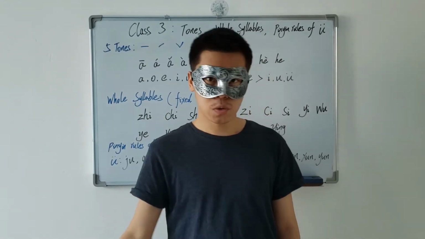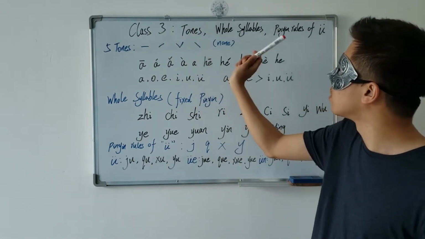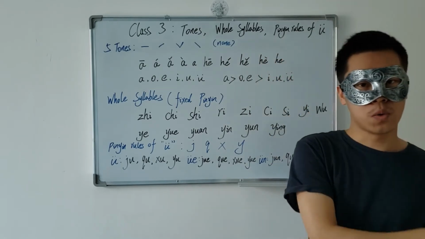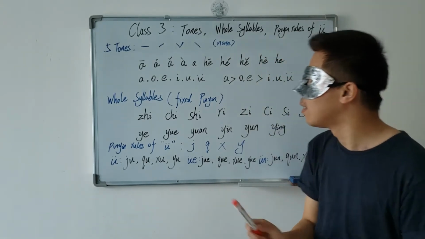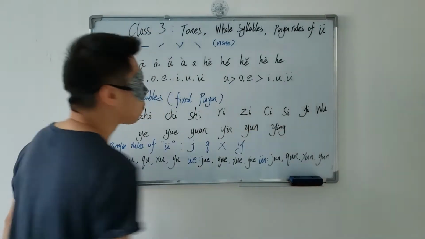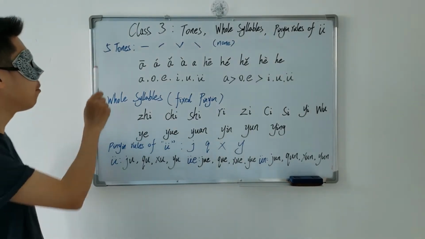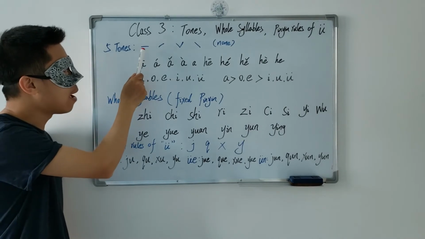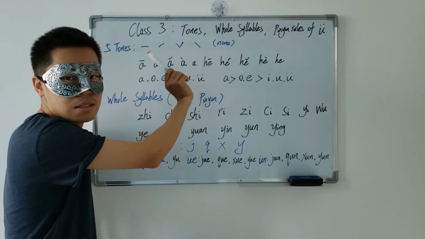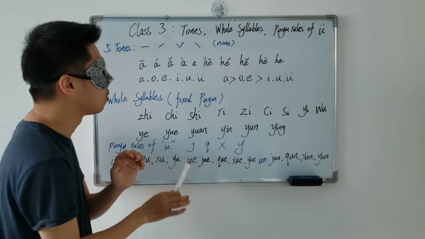So today we are going to learn class 3: the pinyin tones, the whole syllables, and the pinyin rules of yu. Okay, let's start from the tones. So we know pinyin has 5 tones, like da da da da. The last one is no tone, like very slight, no tone.